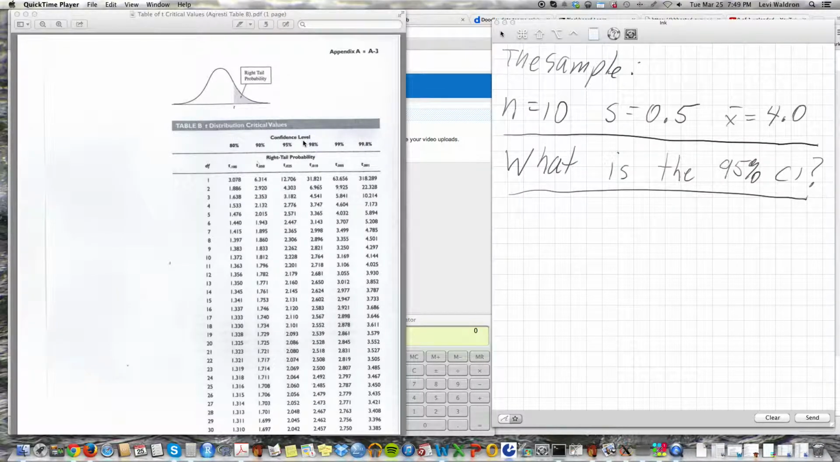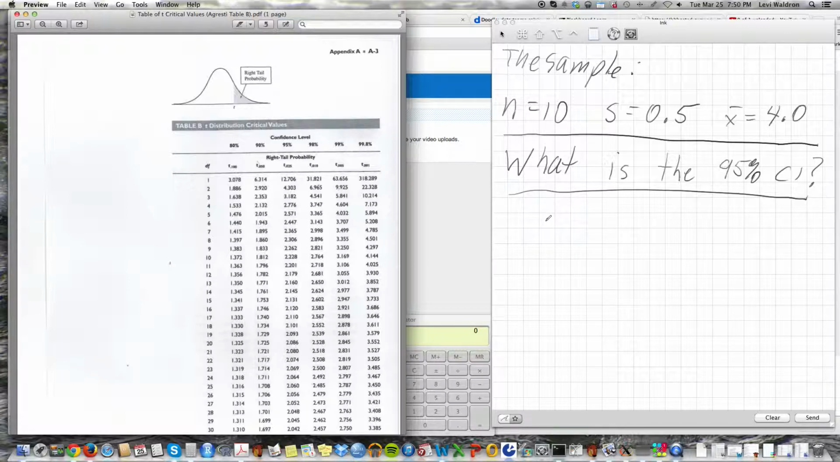This mini tutorial shows how to calculate a confidence interval for a sample using a t-table by hand. I'm going to start with the information that we have a sample with 10 observations, n equals 10, a standard deviation estimated from that sample of 0.5, and a mean estimated from that sample of 4.0. And the question we're going to answer is, what is the 95% confidence interval?